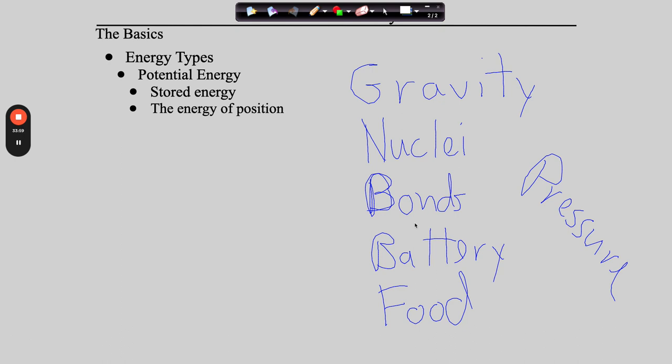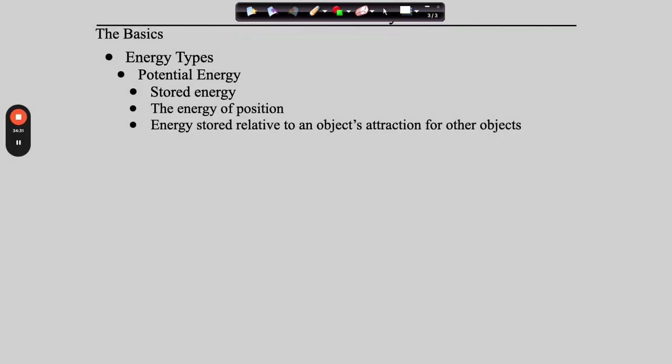It can now fall. But guys, if we were in outer space, this change in position wouldn't matter. So it's not just position. What else has to be present? Attraction. And guys, that's the complete picture. It is position relative to attraction. Let me make sure that's my next bullet point. Yeah, here we go. So guys, it is actually energy stored relative to an object's attraction for other objects.